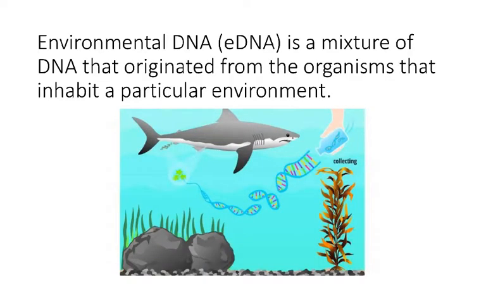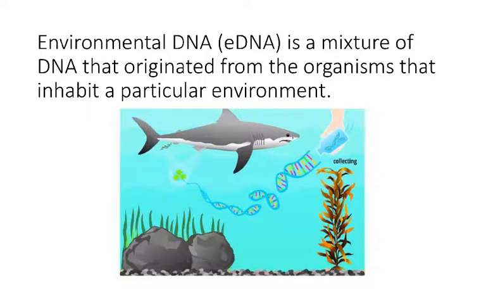So we've introduced eDNA briefly previously, but just to recap, environmental DNA, often abbreviated as eDNA, is a mixture of DNA that originated from the organisms that are in that particular environment. In this example, what I'm showing is one application they've used eDNA for in Southern California. They've used eDNA to monitor whether great white sharks are present in the water or not, in hopes of being able to prevent interactions with humans.